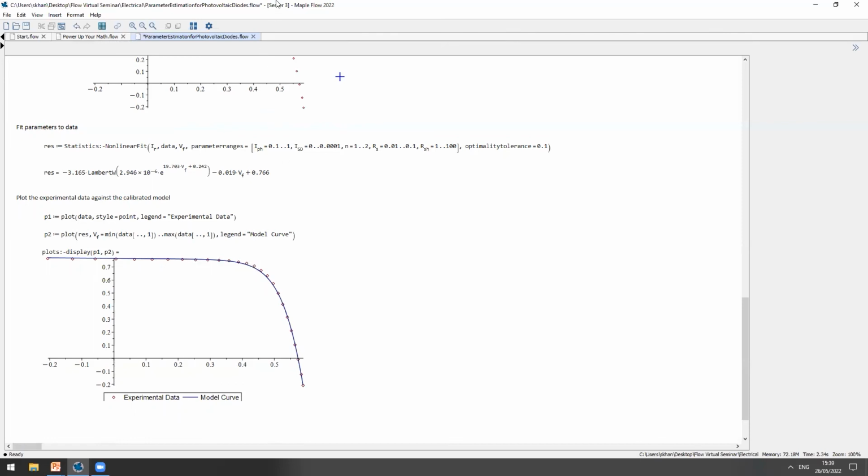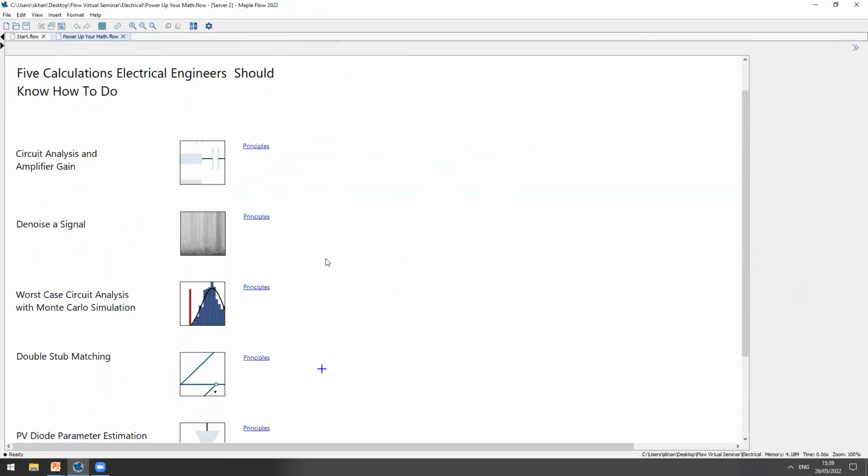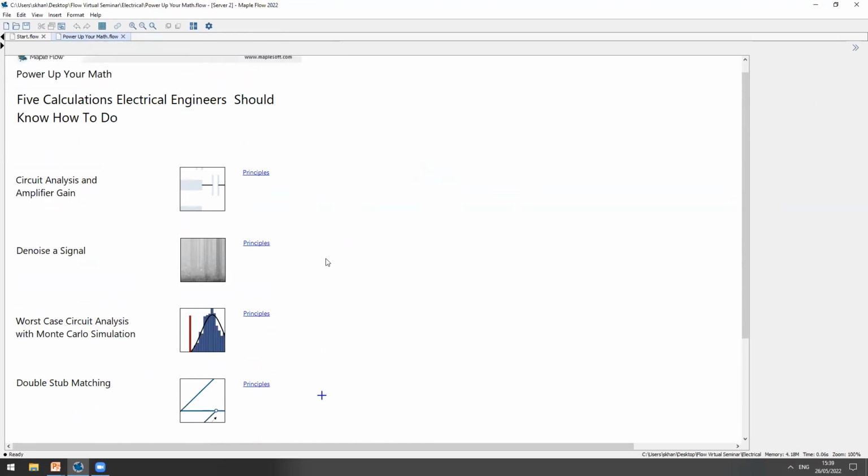So that brings us to the end of this presentation. This has been a brief run through of 5 electrical engineering calculations. The calculations demonstrate a broad range of concepts, including numeric and symbolic equation solving, plotting, signal processing, Monte Carlo simulation, statistics, and regression as well.